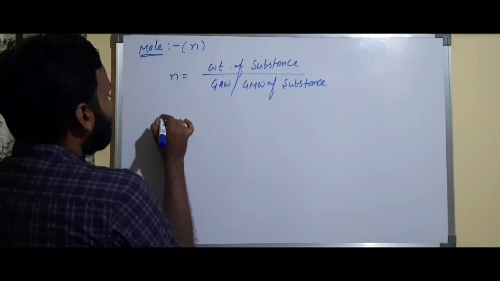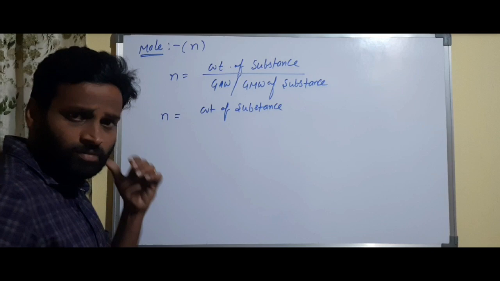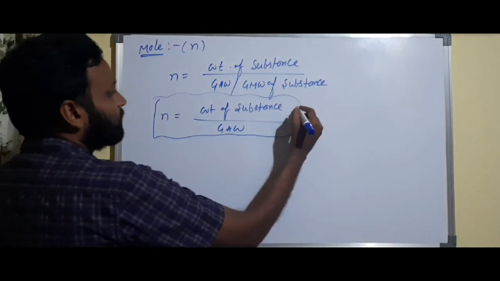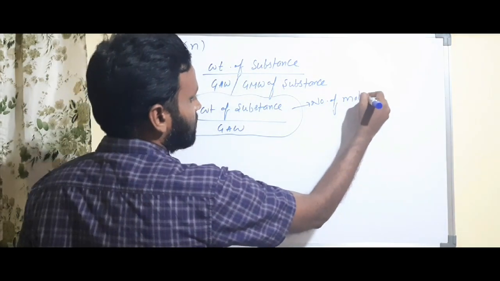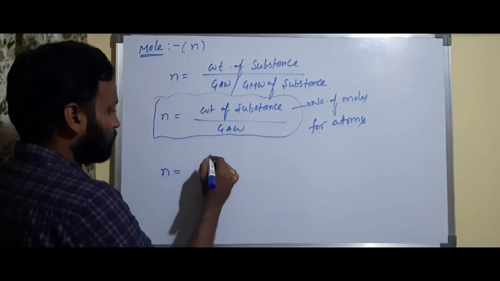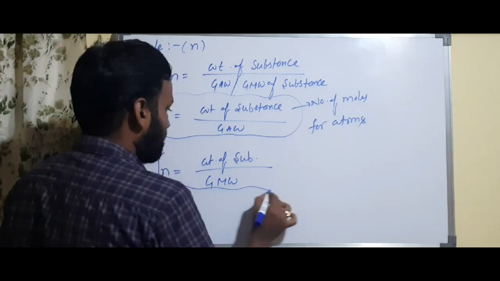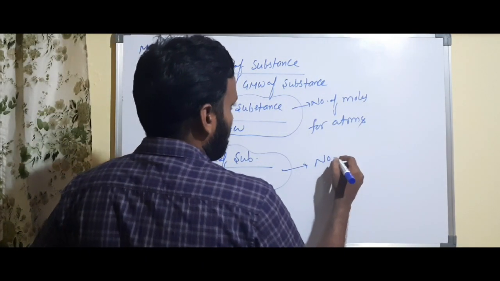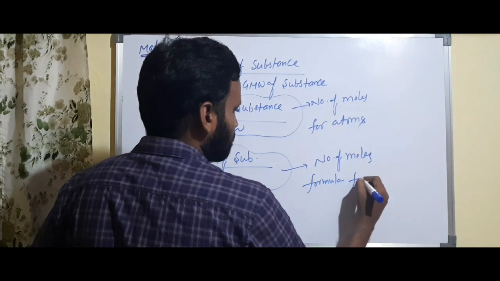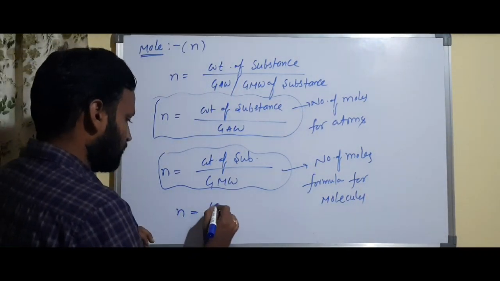So simply, n equals weight of the substance divided by the gram atomic weight. This is the number of moles formula for atoms. And n equals weight of substance divided by the gram molecular weight of the substance. This is the number of moles formula for molecules. Simply, n equals W by M.